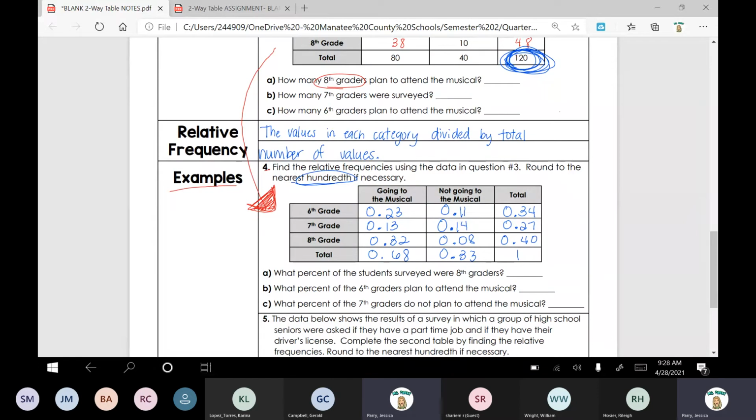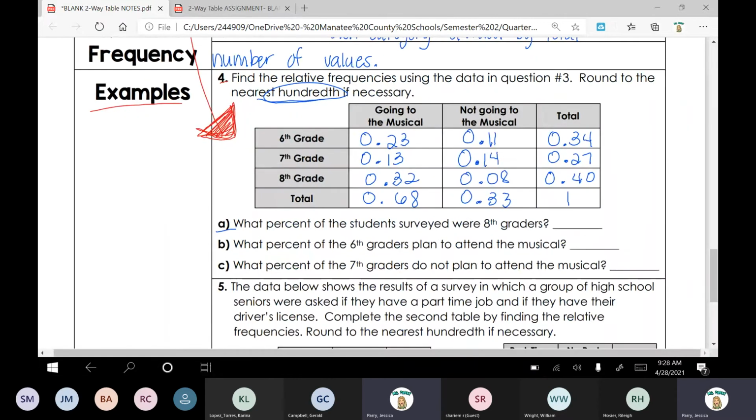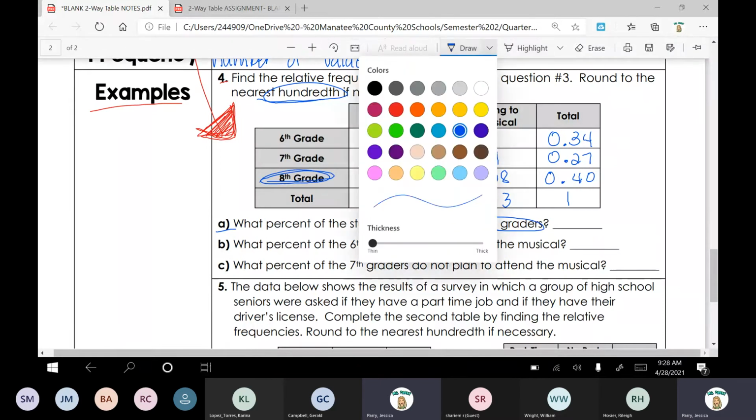And then answering your questions, it's fairly similar to what we were doing before. A, what percent of the students surveyed were 8th graders? So we're going to be looking at the 8th graders. We're only talking about one category.